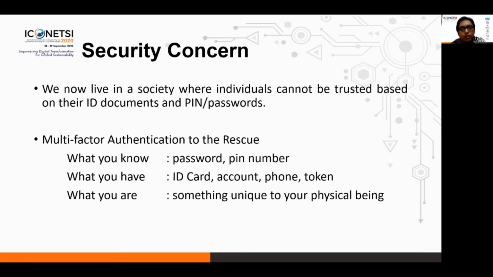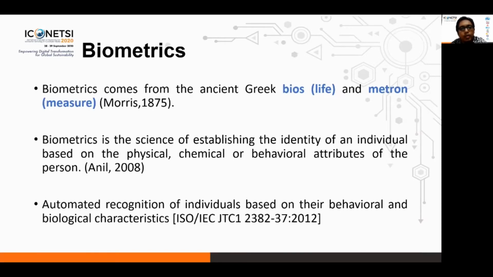That is biometric. What is biometric? Biometric comes from the ancient Greek bios, life, and metron, measure. Morris, 1875. Biometric is the science of establishing the identity of an individual based on the physical, chemical, or behavioral attributes of the person. Anil, 2008. Automated recognition of individuals based on their behavioral and biological characteristics. ISO/IEC JTC1 2382-37, 2012.